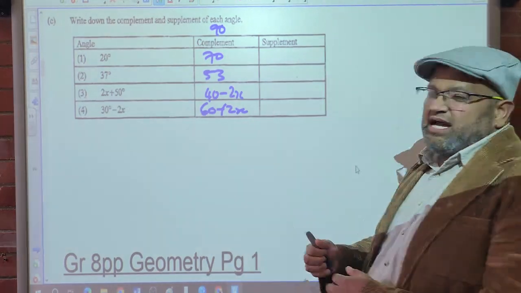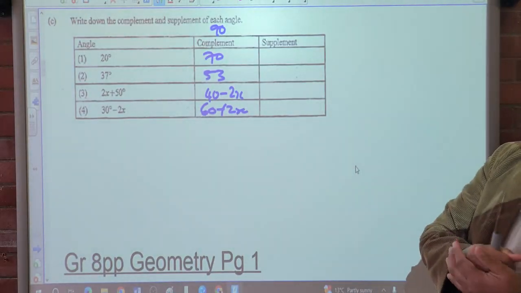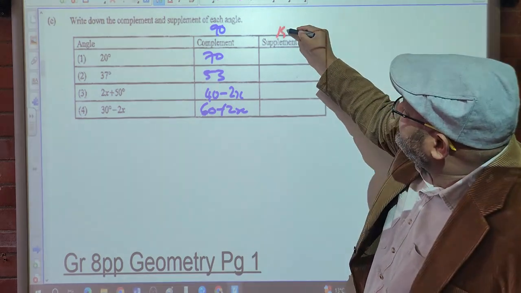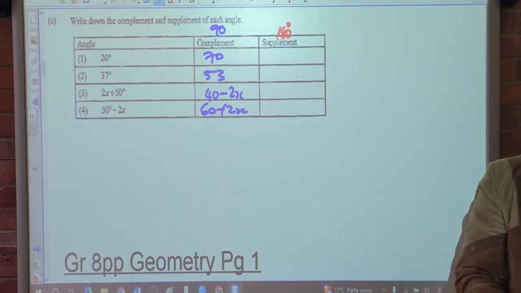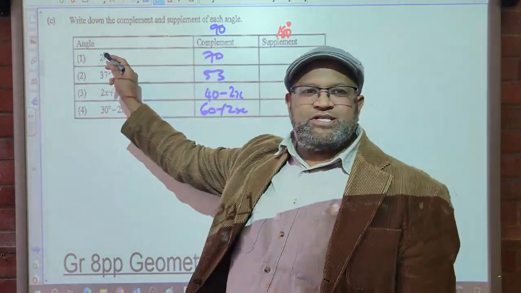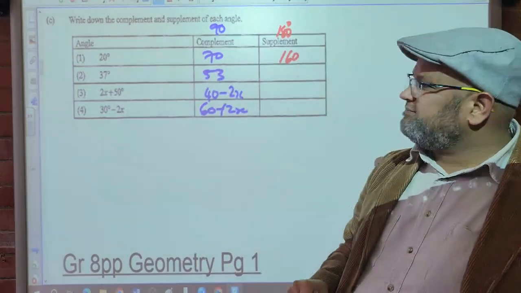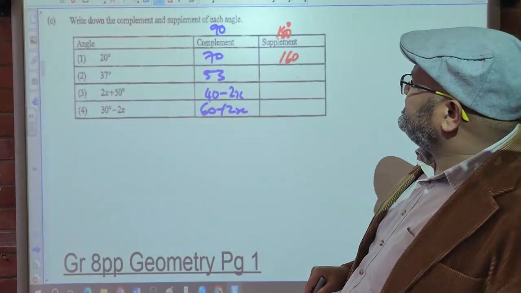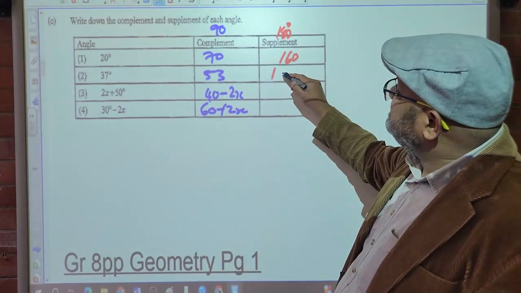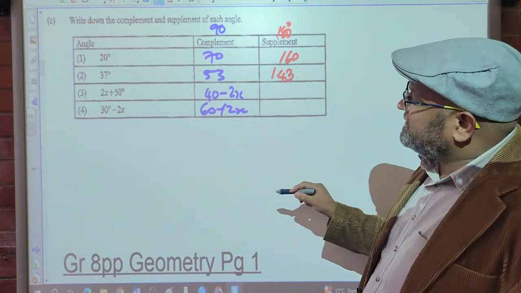Alright, I know you guys want to get into the new geometry work now, no? Alright, let's go to supplementary. Supplementary means what? 180 degrees. So, what's the supplement of 20? 160. That's 180 minus 20. What's the supplement of 37? 143.